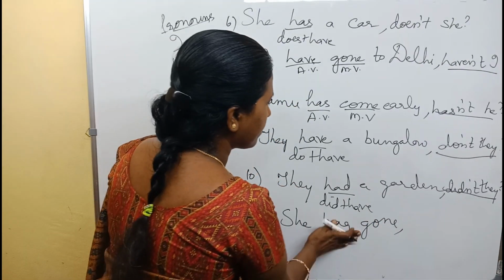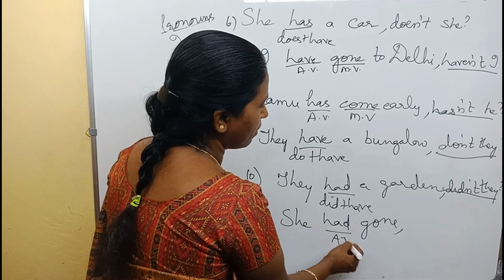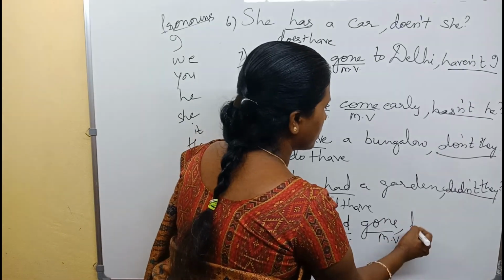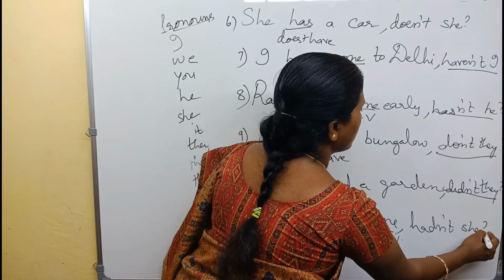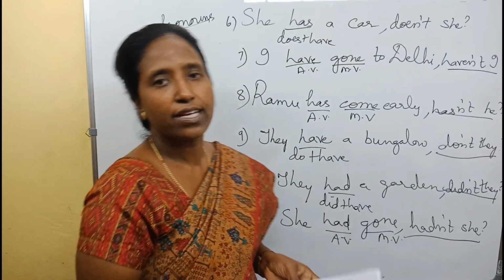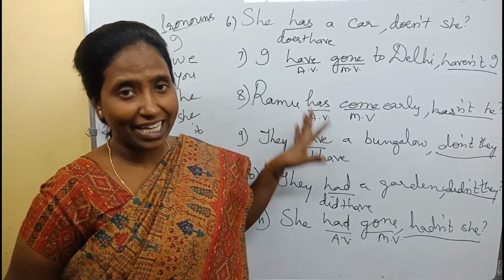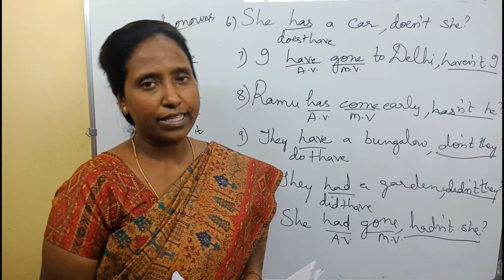Okay. Then if it is she had gone. Here you have had the auxiliary verb and gone is the main verb. Then what will be your question tag? Hadn't she. Okay, as the question tags are asked in each and every question paper, I have given you detailed information about it. Now we will quickly move on with the other concepts.